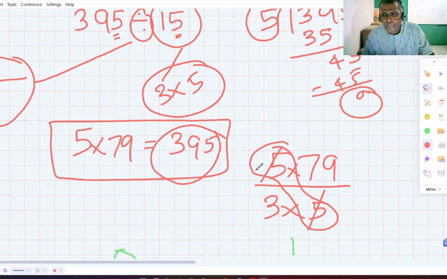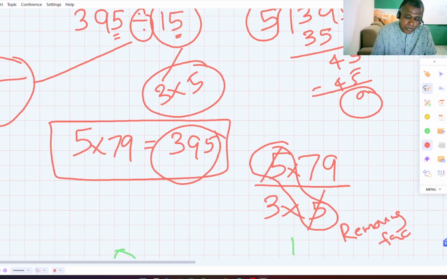It comes after grade 6. We learn it in grade 6, 7 when you come to that. We are removing these factors. We are not dividing big numbers by big numbers. We are simplifying by removing factors. This is called removing factors. I remove the factors.